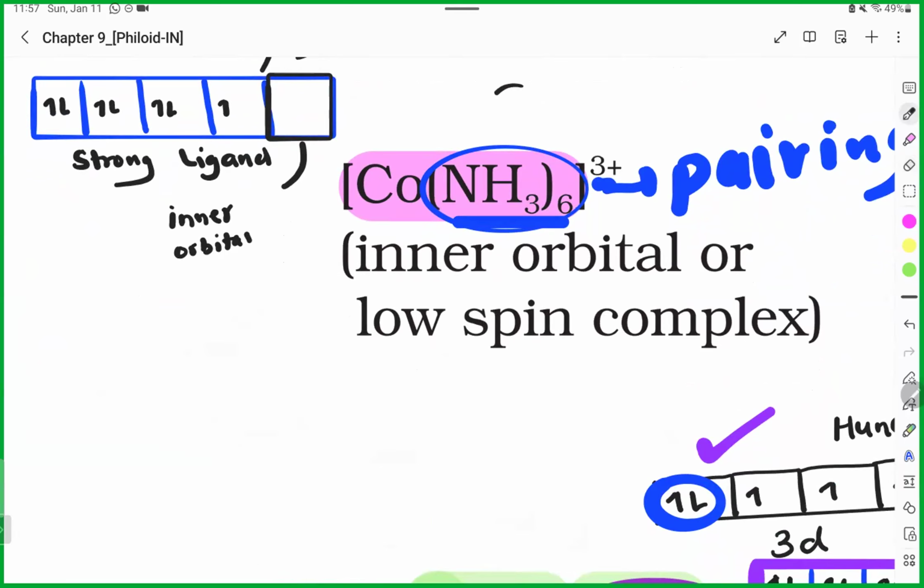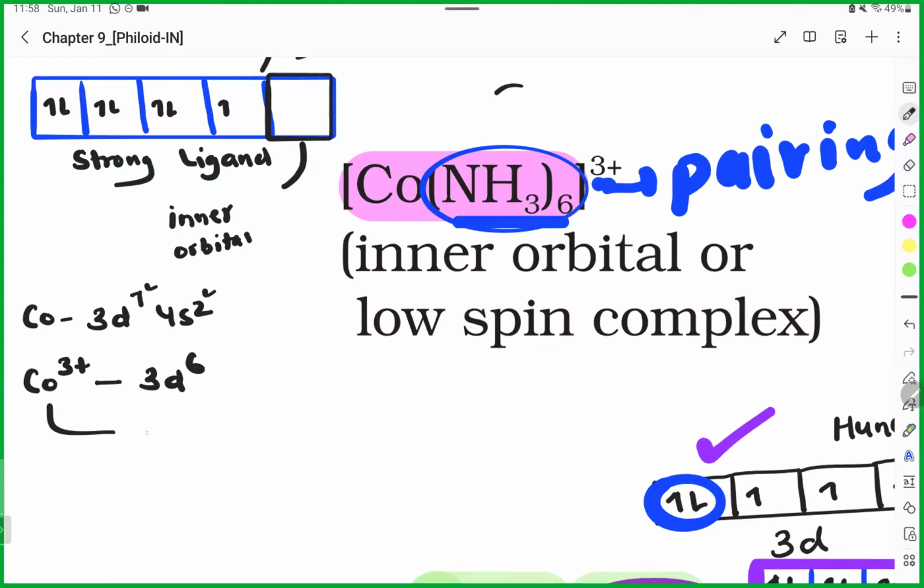So what happened? We know cobalt is 3d7 4s2. But here we have cobalt 3 positive. Jordan, what will be the electronic configuration of cobalt 3 positive? 3d6. Why? Because we removed 3 electrons, 2 from 4s and 1 from 3d, leaving 3d6. Now there are two possibilities.